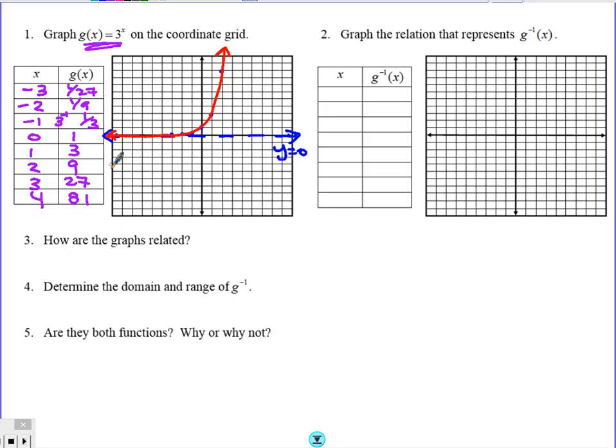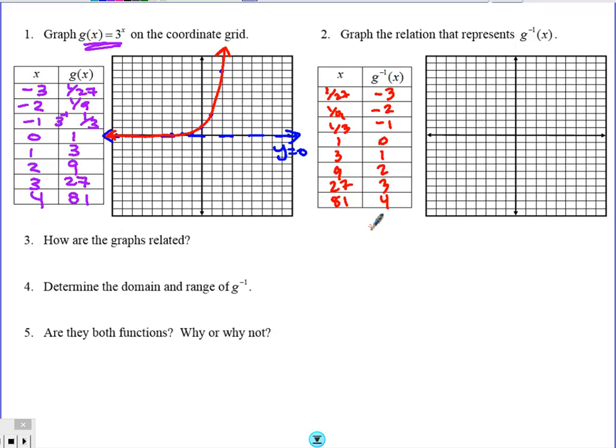So we know that inverses, we just take the x and y values and switch them, right? So now we're going to say, okay, well this is -3, -2, -1. And this would be 1/27, 1/9, 1/3, 1, 3, 9. Okay. So what happens if we plot these?